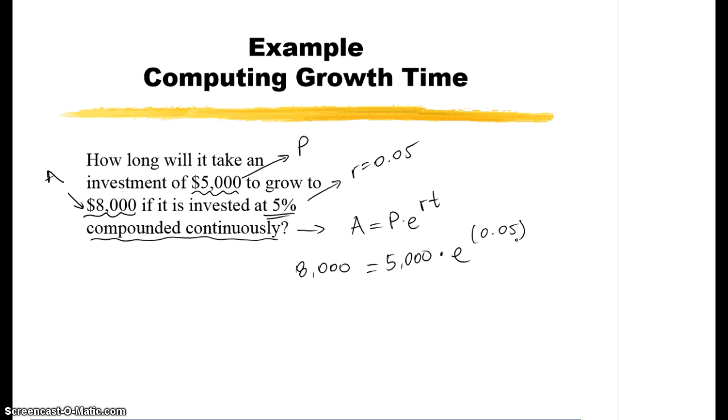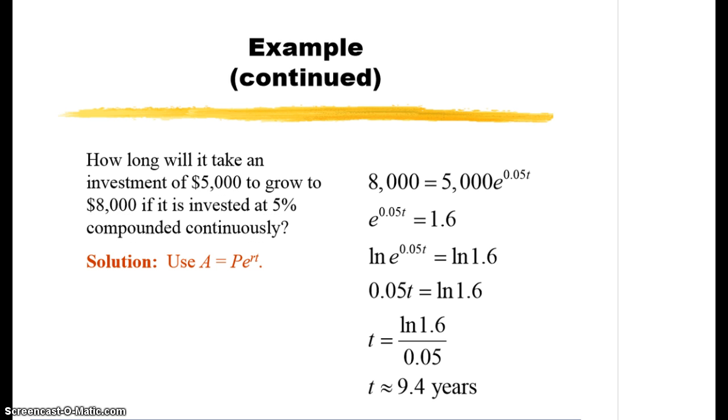And what is it we're looking for here? Well, we're looking for t. That's what we don't know, how long it will take for that to happen. The very first step here will be to divide both sides by 5,000. That will give us 8 over 5, or 1.6 on one of the two sides. So here's the calculation done for us. Divide both sides by 5,000, and we switch the two sides here to get 1.6 equals e to the power of 0.05t. Then, to find t, we take the ln of both sides.